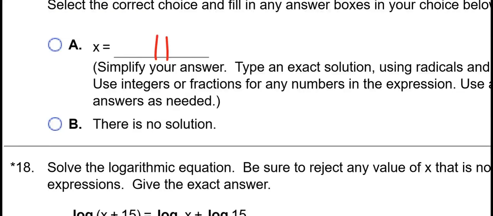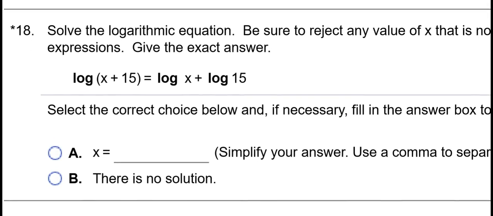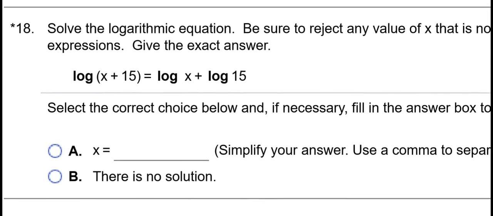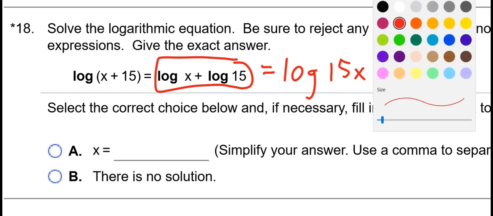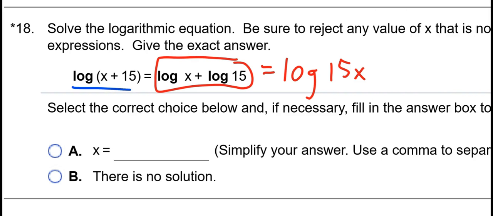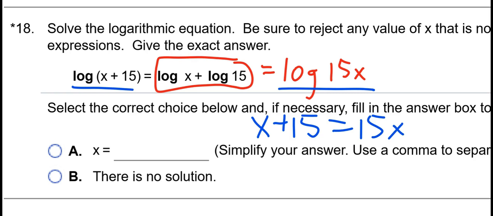That one will definitely be on there. Okay. What about this one? What can we do with these two? Multiply them together. Okay, so if we do that, that would be log 15x. So we've got this log equals this log. Tell me what you know about x plus 15. It equals 15x. Solve it.